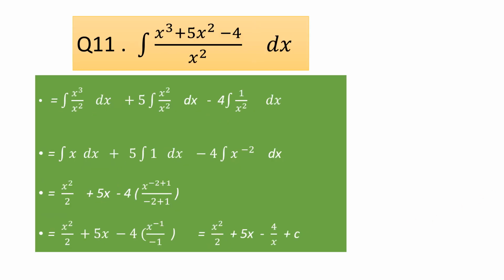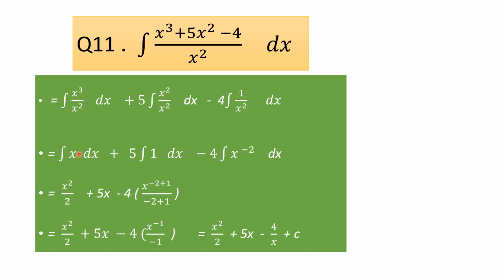Right? Now moving to question number 11. What does this say? Integration of x cube plus 5x square minus 4 whole upon x square dx. Now this x square, you kindly give this denominator to individual terms. Okay, you will get integration of x cube upon x square dx plus 5 integration of x square upon x square minus 4 integration of 1 upon x square. I hope it's clear. Now you please solve it.